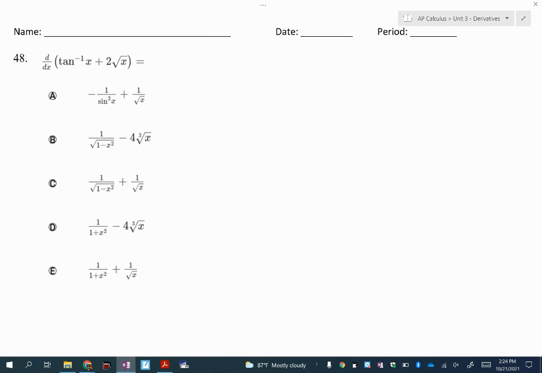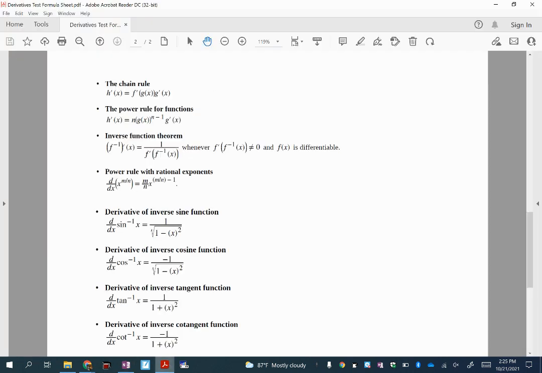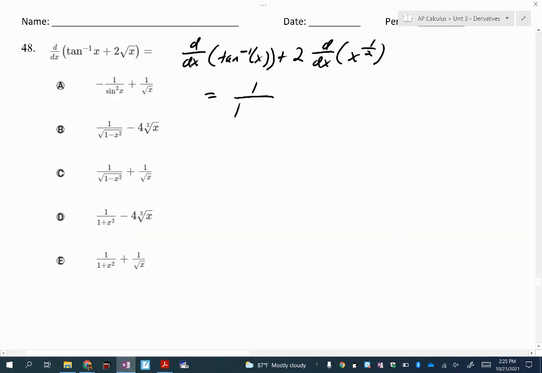48. We're going to find the derivative of an inverse trigonometric function, all right? So I have the derivative of tangent to the negative first power of x plus the derivative, now watch how I write this one, of, let me move my constant multiple in front, the derivative of x to the 1/2 power. All right, so let's see what that is. I'm going to use my formula sheet for the inverse tangent function, which is 1 over 1 plus your argument squared. So 1 over 1 plus your argument squared.